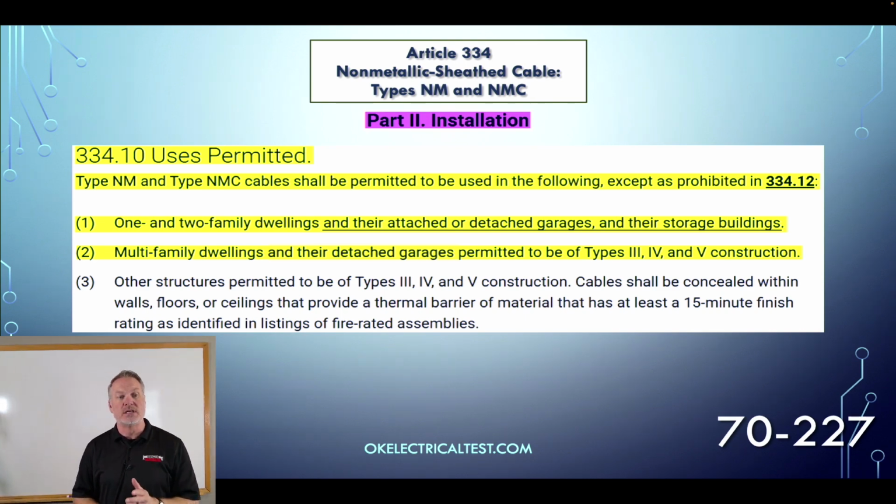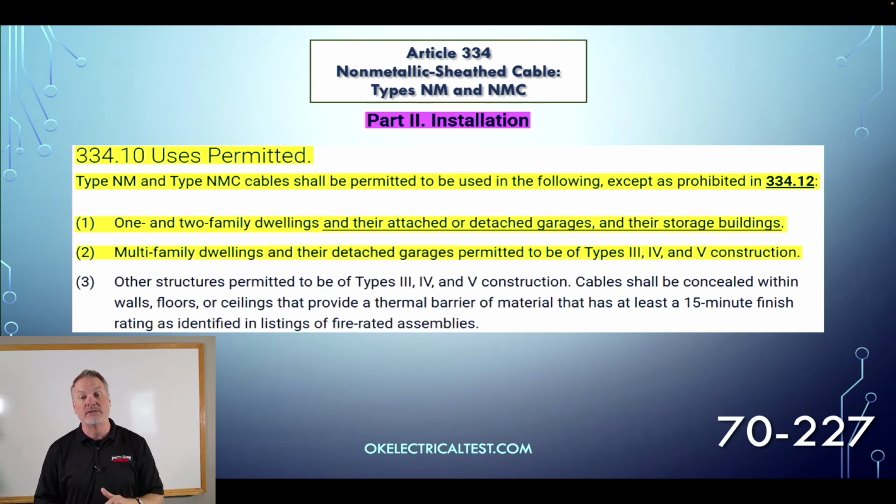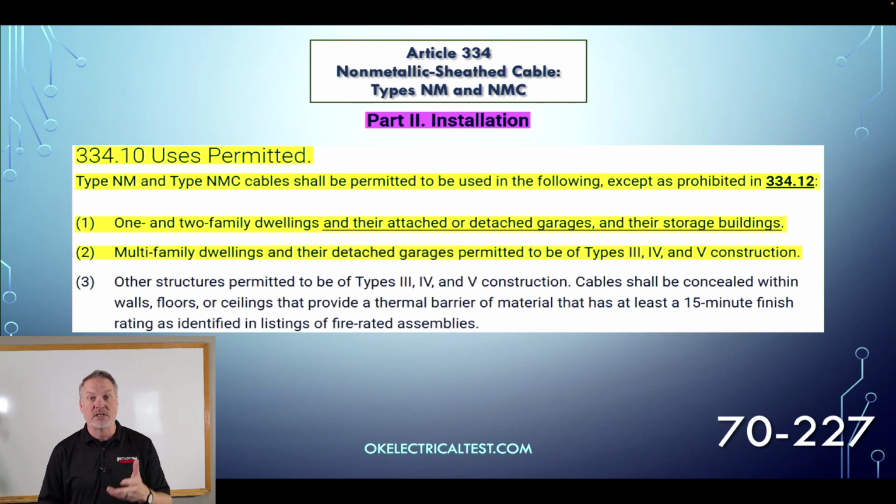And then number 2 is for multi-family dwellings and their detached garages are going to be permitted to be of types 3, 4, or 5 construction. So I can use it in 1 and 2 family dwellings and also in multifamily as long as it's type 3, 4, or 5 construction. The IBC will spell out exactly what type 3, 4, and 5 construction are going to be.